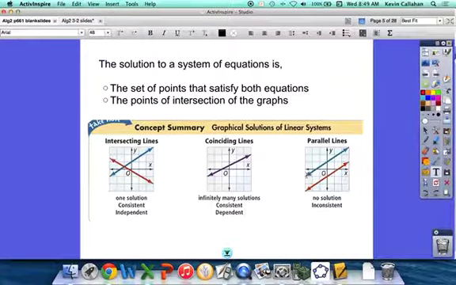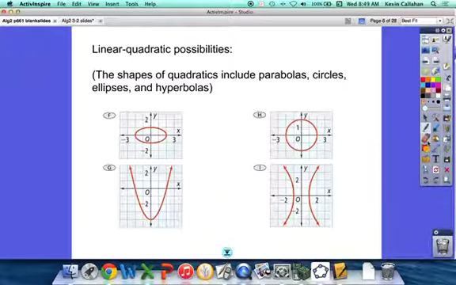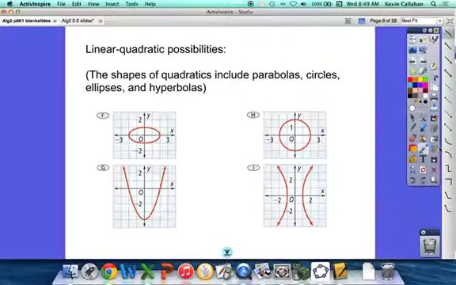When it comes to a linear quadratic system, these are all the possibilities for the shapes of quadratics. The only one that we've studied so far is a parabola. But even if you're just looking at a parabola and a straight line, you're definitely looking at the possibility of having more than one solution. But still, where are the solutions? It's wherever they cross.